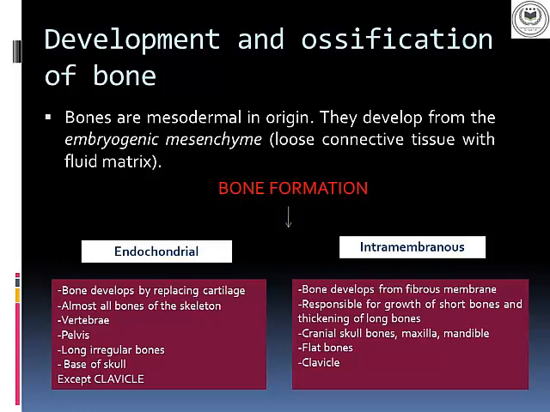Endochondral. Here, the bone develops by replacing cartilage. This is seen in almost all bones of the skeleton like the vertebrae, pelvis, long and irregular bones, the base of the skull, except for the clavicle. Intramembranous. Here, bone develops from fibrous membrane. This is seen in the growth of short bones and the thickening of long bones. Intramembranous bone formation is seen in the cranial and skull bones, maxilla, mandible, flat bones and clavicle.